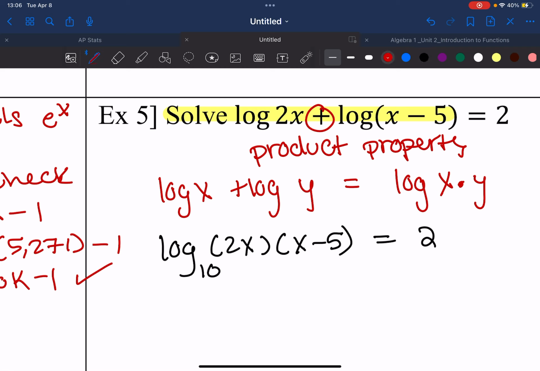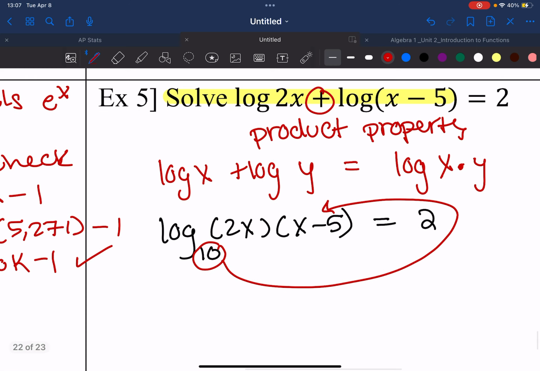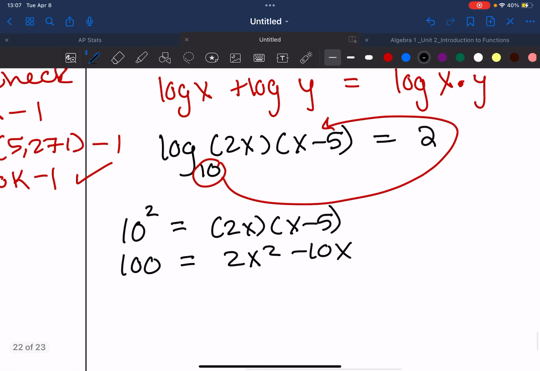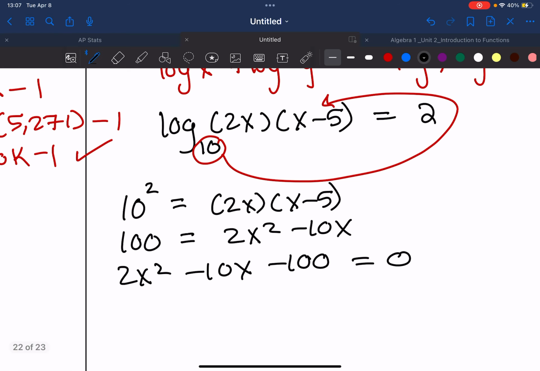So now that there's only one log, I can circle the base, loop around, and point to the parentheses to turn this into exponential form. So this is 10 to the second power is equal to 2x times x minus 5. So this is 100 is equal to 2x squared minus 10x. Move the 100 over. 2x squared minus 10x minus 100 is equal to 0. I can take out a GCF of 2. So I'm left with x squared minus 5x minus 50 equals 0.